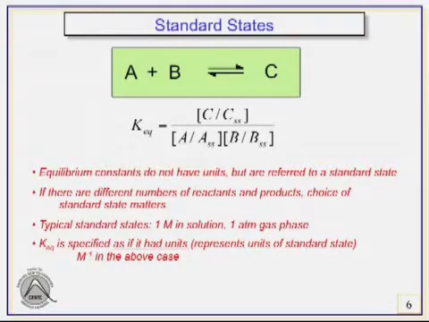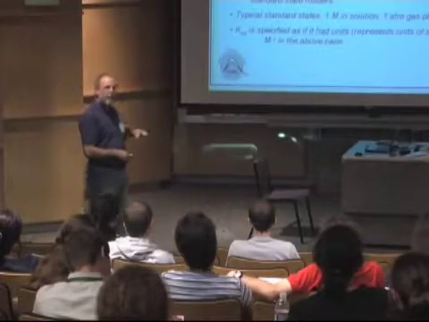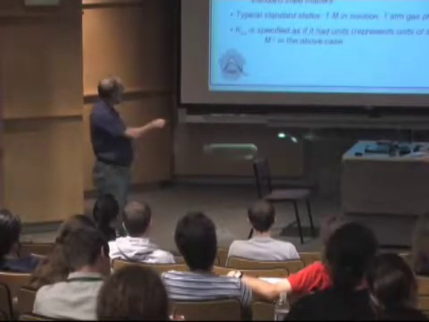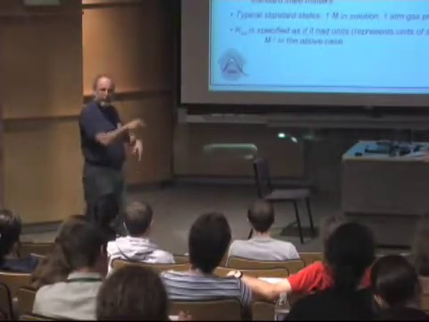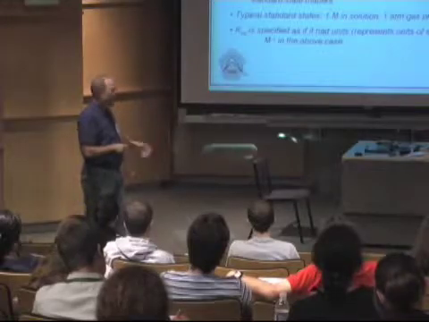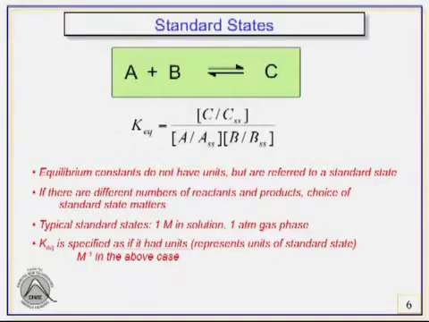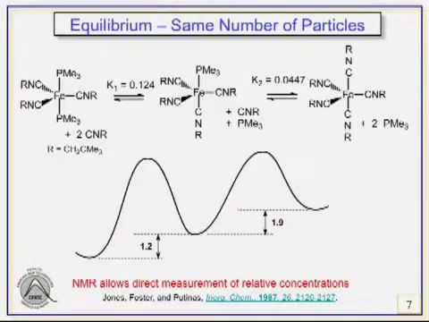If there are different numbers of reactants and products, then the choice of the standard state will matter. If there's the same number of reactants and products, then they will have the same units in the numerator and the denominator, and it's not usually a problem. So typically we choose for liquids, for solutions, 1 molar, for gases, 1 atmosphere, or for neat material, we'll choose the neat material. And again, we have to remember what our standard state is. So let me show you where that comes into play.